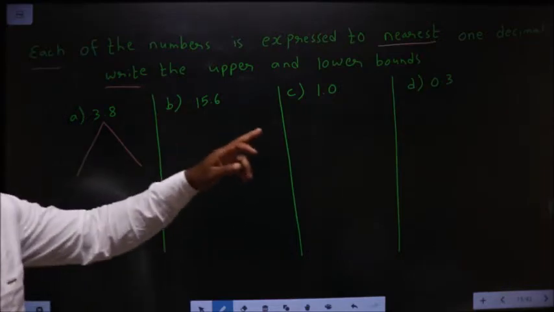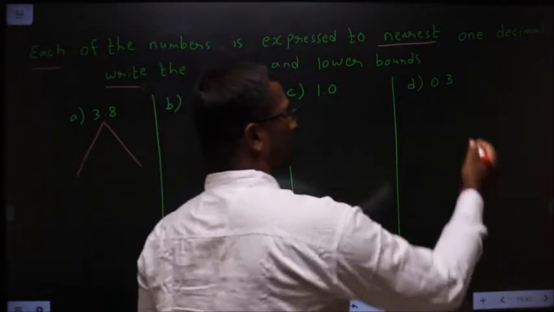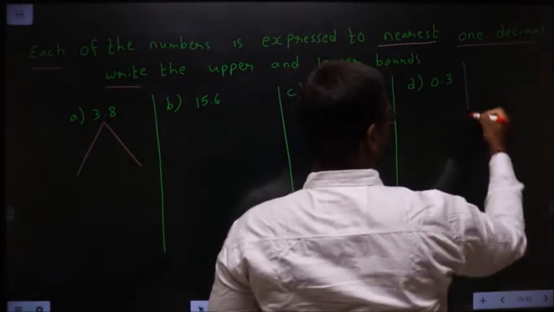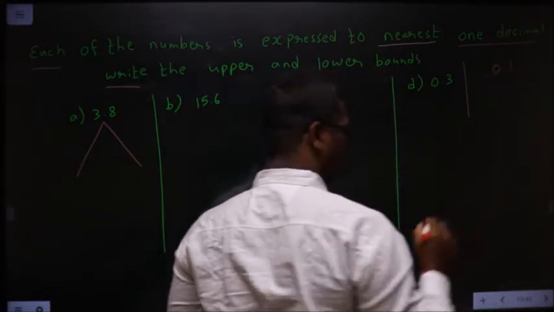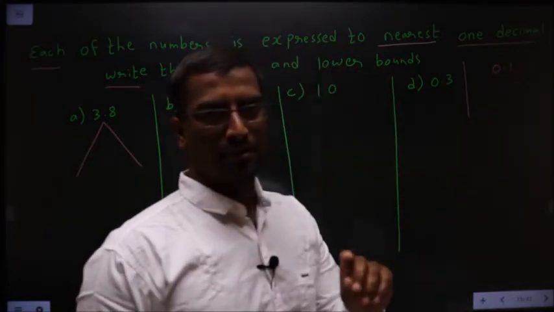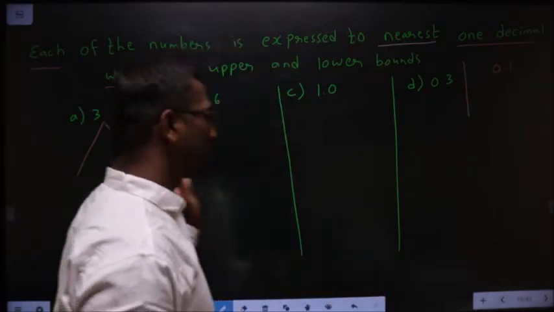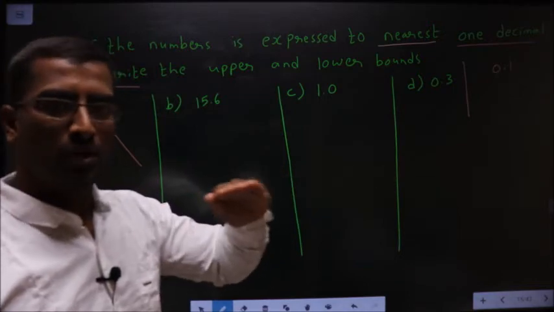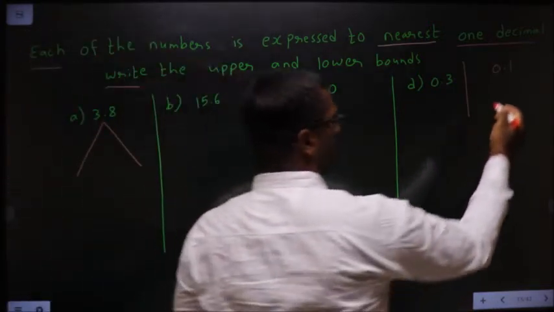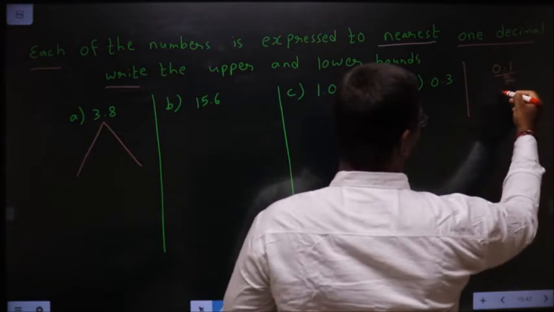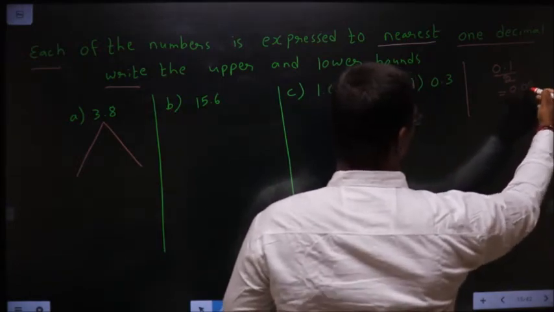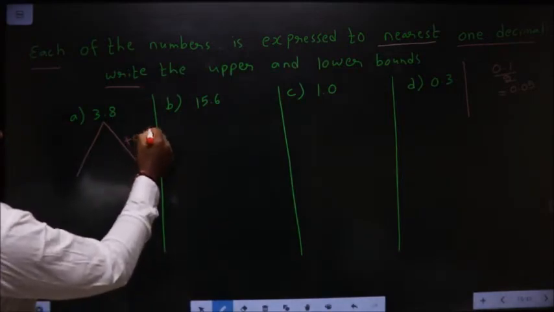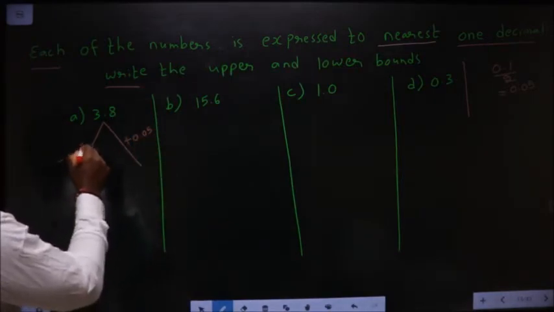We decide based on this one. It is to the nearest one decimal. So one decimal is nothing but 0.1. Okay, one decimal means 0.1. Now, what you should subtract and add is, whatever it is nearest to, you should do half of it, so divide by 2. We get 0.05. So that we should add and subtract.